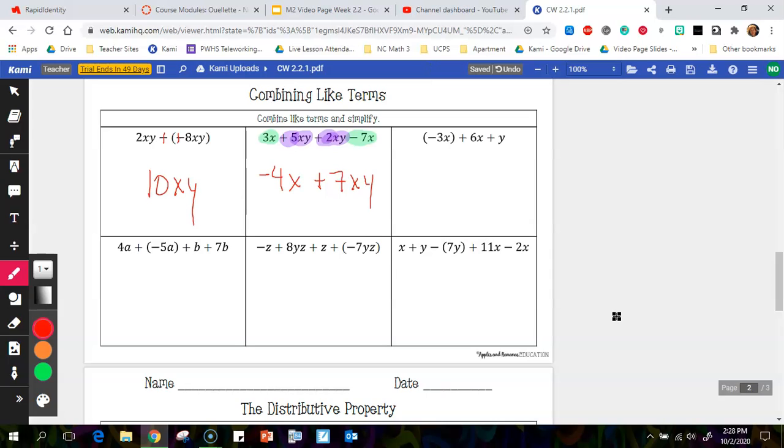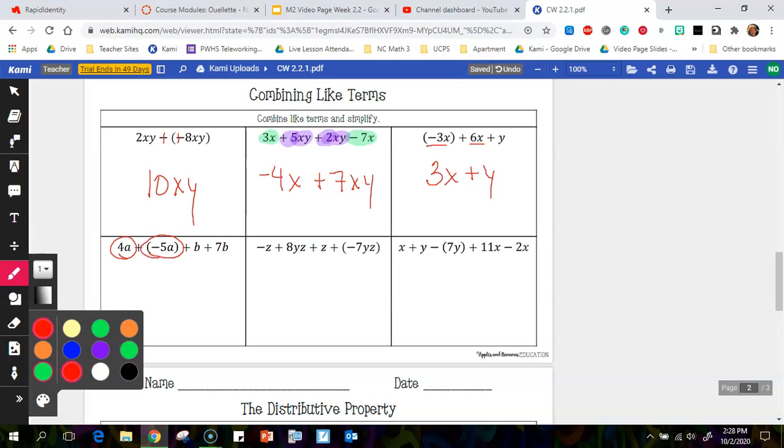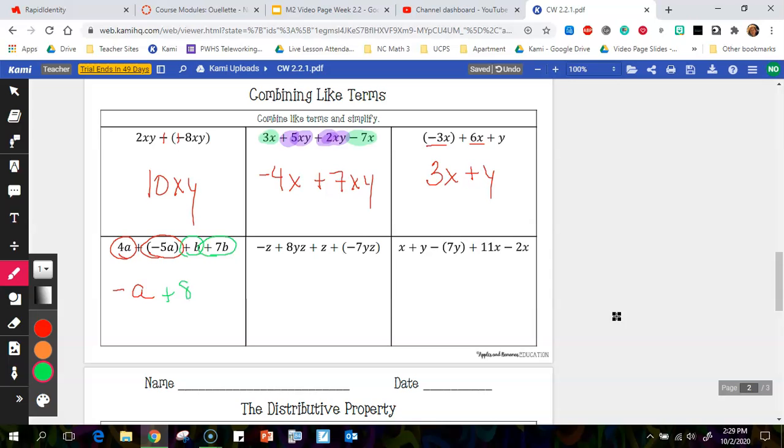My only two like terms here are the negative 3x and the 6x. That's going to be 3x plus y. Let's see, what like terms do I have down here? I think I'll just circle them in different colors. I've got a 4a and a negative 5a, and the b and the 7b are like terms. So 4a and negative 5a is negative a, plus 8b.